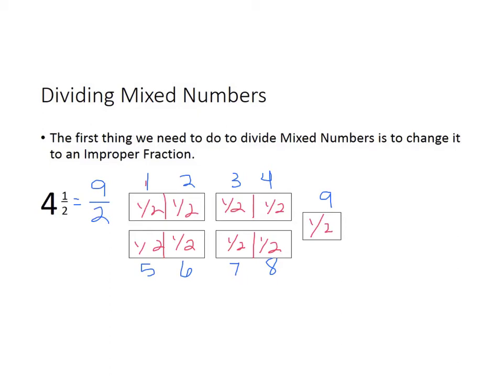Now right there we've changed that mixed number into an improper fraction, 9 halves. 9 halves would be much easier to work with when we're multiplying or dividing fractions. Go ahead and stop the video here so that you can take notes and make sure you write all this down.